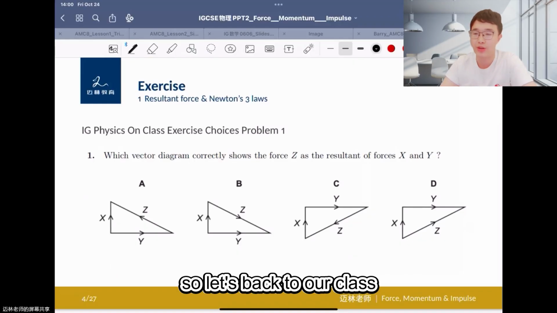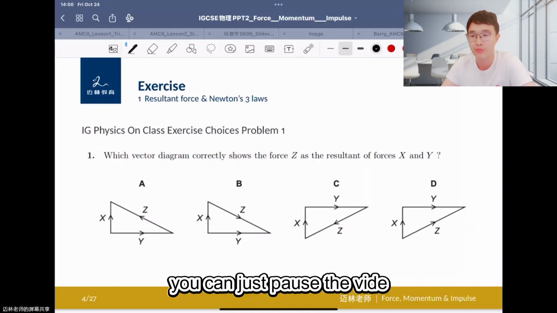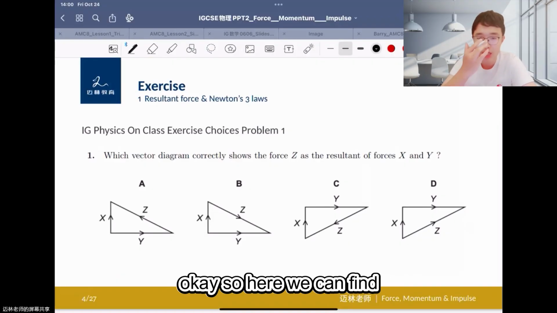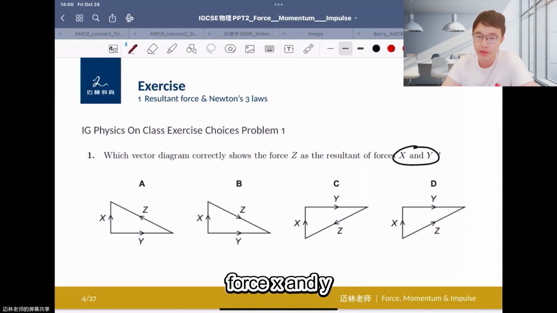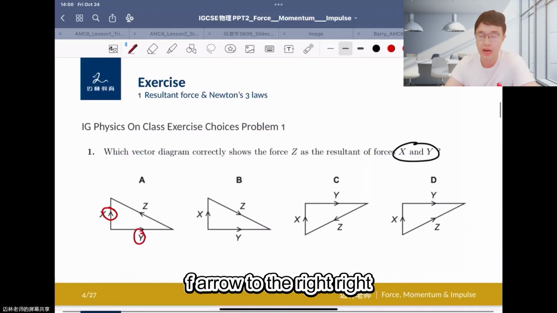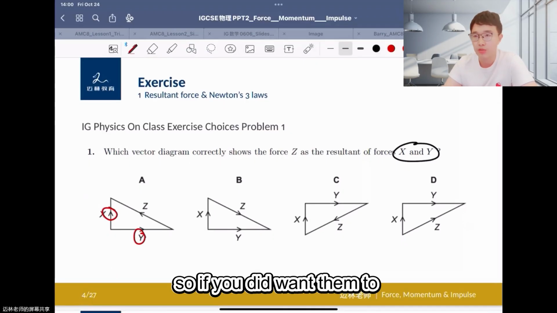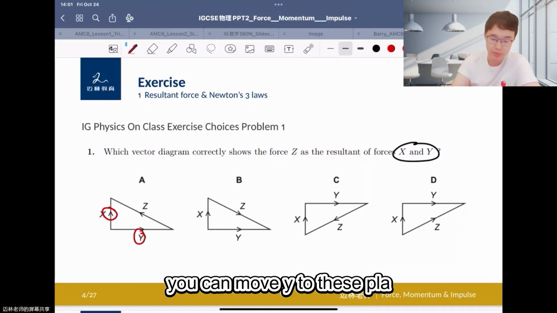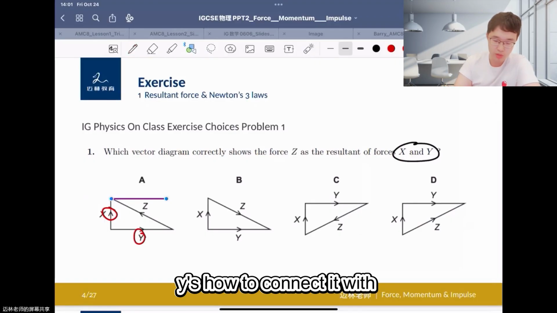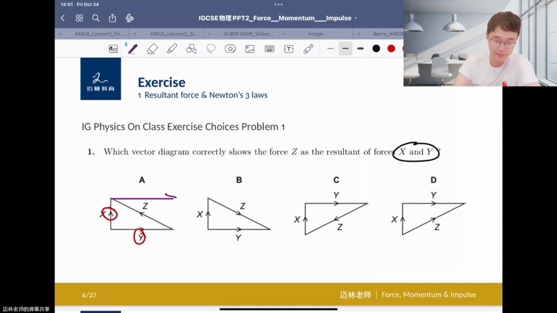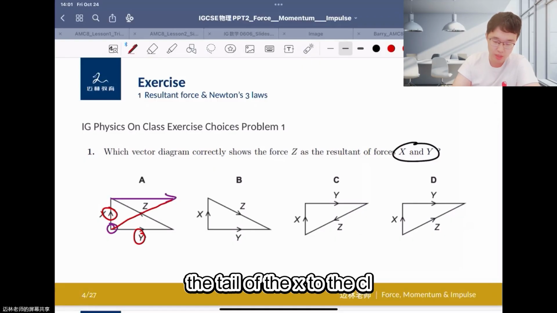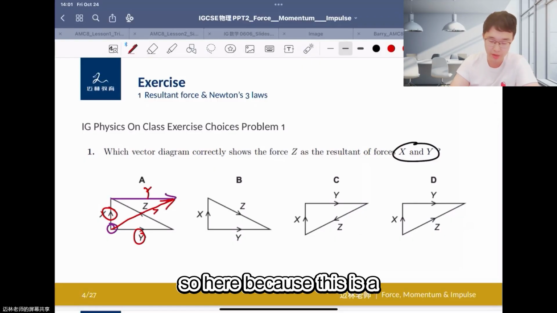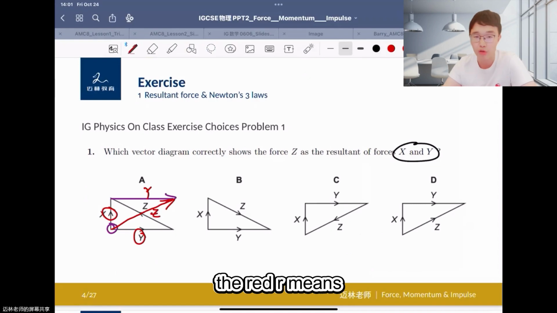Okay, so let's get back to our class. If you didn't finish the problem, you can just pause the video and think more, okay? So here the question is, what is the resultant force for forces X and Y? X is an arrow upwards and Y is an arrow pointing upward to the right, right? If you want to add them together, you can move Y to these places, using Y's tail to connect with X's head, in this way. Then you can draw from the tail of X to the head of the new Y, like this way. Because this is the resultant vector, the red arrow means that.